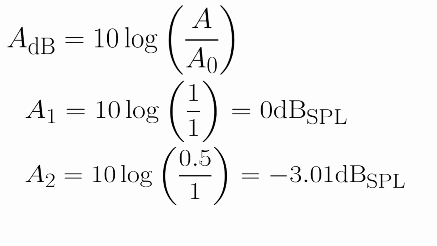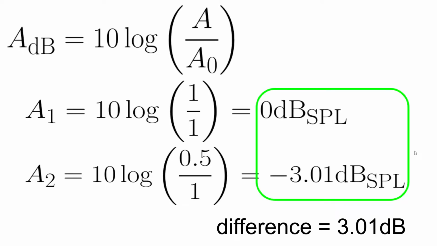And wave 2, the amplitude is 0.5. And when we calculate this out, the logarithm of a number between 0 and 1 is negative. So we get, and then multiplied by 10, we get negative 3.01. So one thing that I want you to pay attention to here, the difference between these, wave 1 is 3.01 decibels higher than wave 2 in terms of its amplitude. 3.01 decibels.